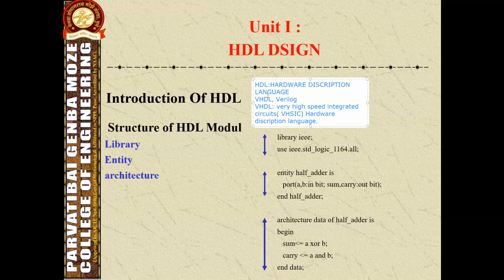HDL itself has two types of languages. One is VHDL and another one is Verilog. VHDL is nothing but Very High Speed Integrated Circuit Hardware Description Language. Let's see the history of VHDL. VHDL was developed in the 1980s under the VHSIC program. In this program, a number of high-tech companies were involved.